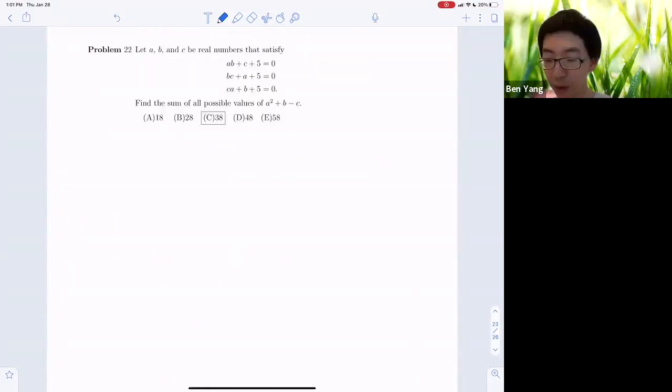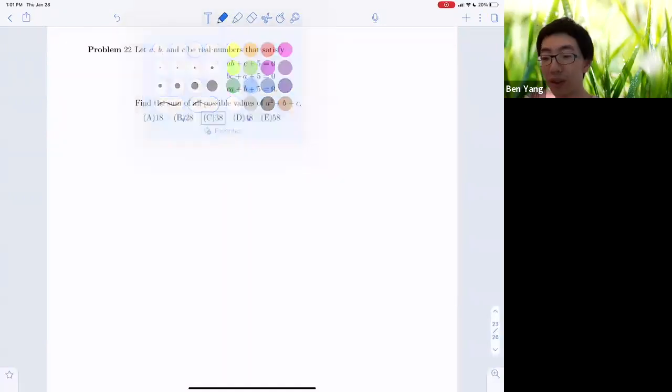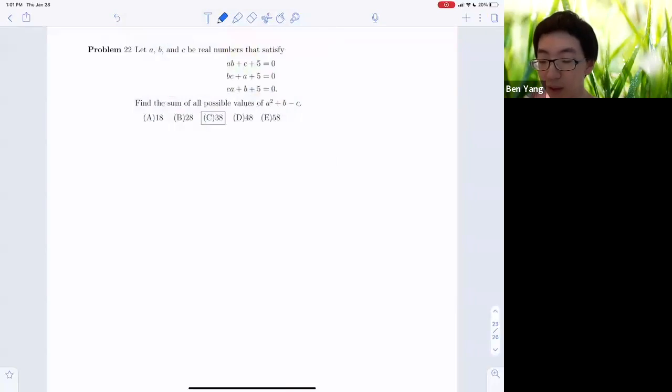Problem 22. So we have A, B, C. There are real numbers that satisfy those three equations. We want to find the sum of all possible values of a squared plus b plus or minus c. So those three equations, they're really similar to each other. So it's a good idea to take the difference and see what we can get. So we have the first equation, second equation, third equation. First, let's do 1 minus 2.